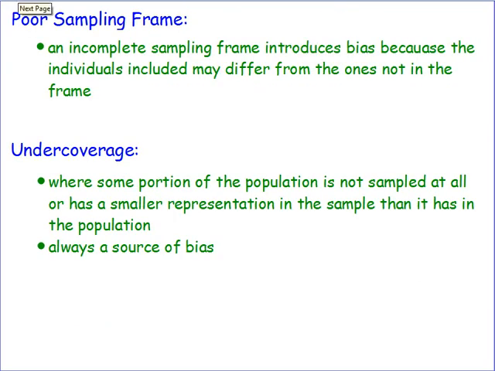Another thing that might be an issue is a poor sampling frame. Okay, remember, the sampling frame is the people that we are choosing from. So if your sampling frame is incomplete, in other words, it doesn't include all of the people in your population, you can end up with bias.